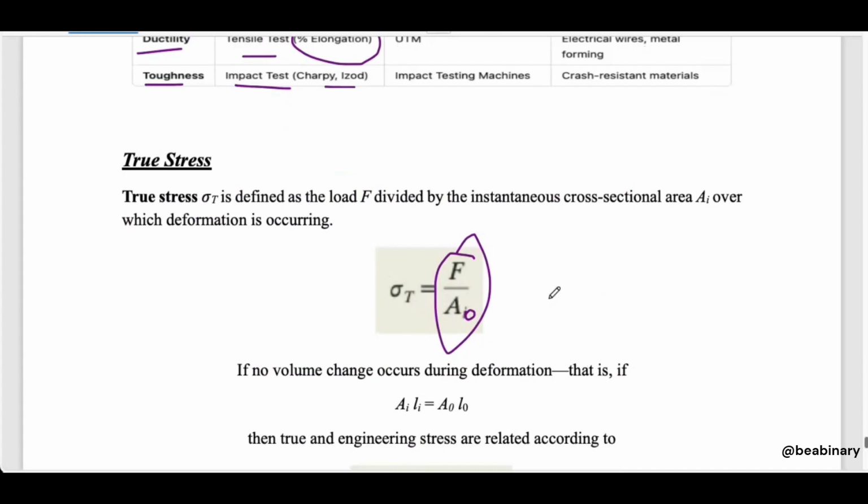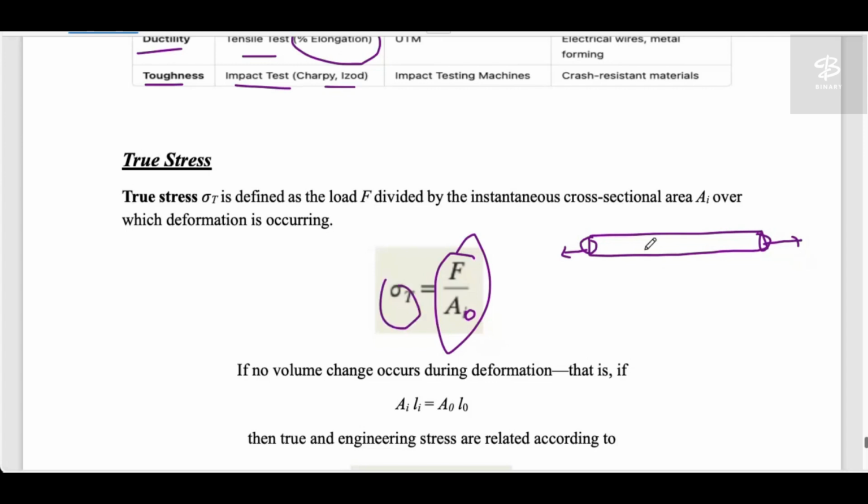Suppose you started at the beginning like this. Suppose this is your rod, this is your bar. Now you have applied the force in this way. After 5 minutes or 2 minutes, you are concerned to calculate the stress. After 2 minutes, obviously it has come like this.